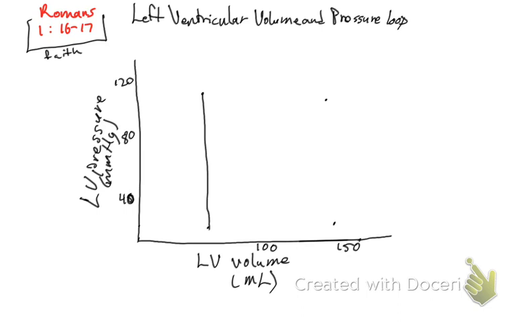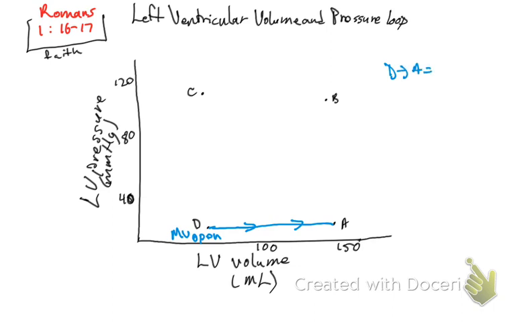So we trace the lines. But before I trace the lines, let's start to discuss. In this we have 4 points, so we're going to put letters. This is going to be A, B, C, and D. Okay, so let's start with the letter D. At letter D, your mitral valve opens. When your mitral valve opens, it's going to move in that direction, and it goes from D to A. It is called ventricular filling.